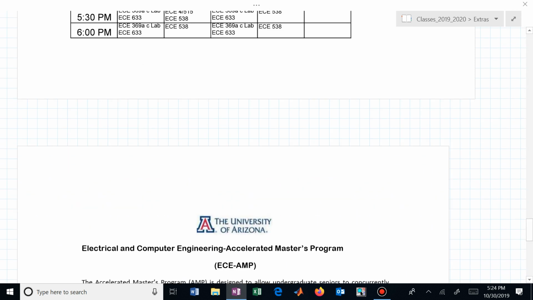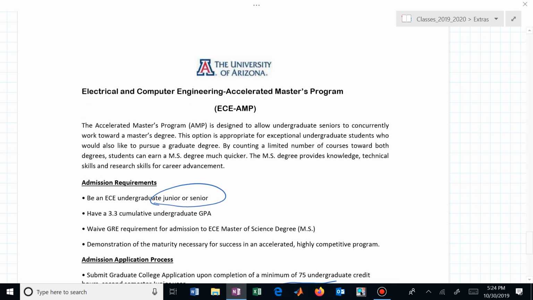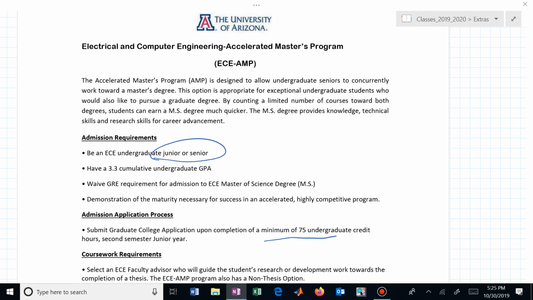If not, we will move into the next phase, which is talking about the AMP. We're in ECE, so we have to talk about AMPs. Now, this is the Accelerated Master's Program, and you could think of it as a 4+1. You spend 4 years, let's say a traditional student at the undergraduate level, and one more year you could now earn your master's degree.